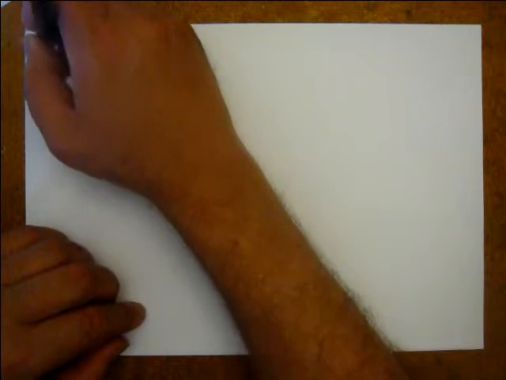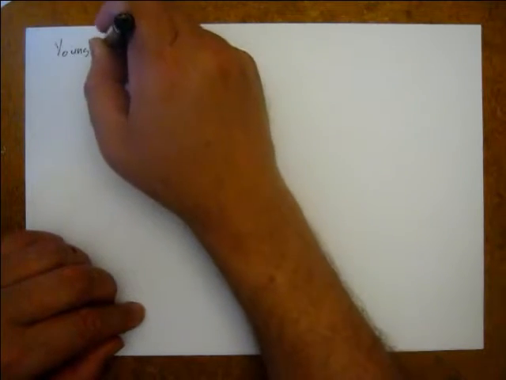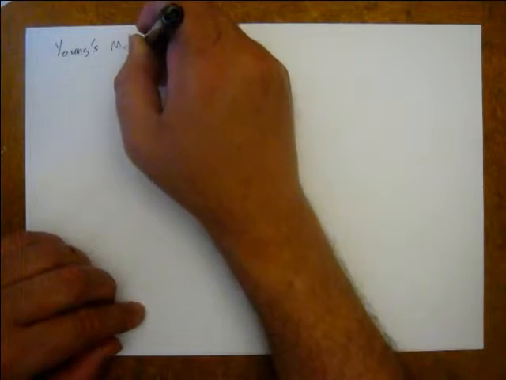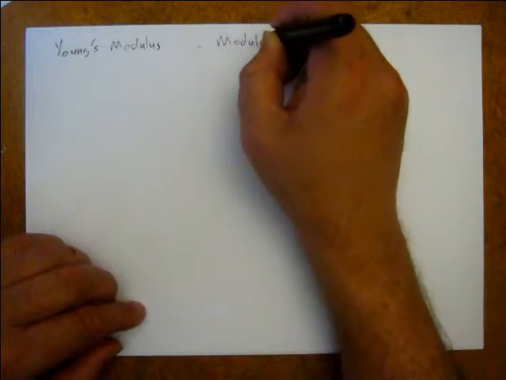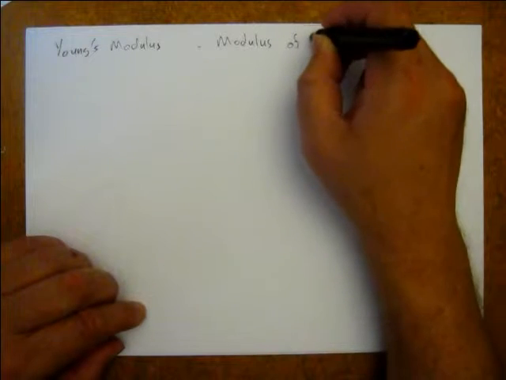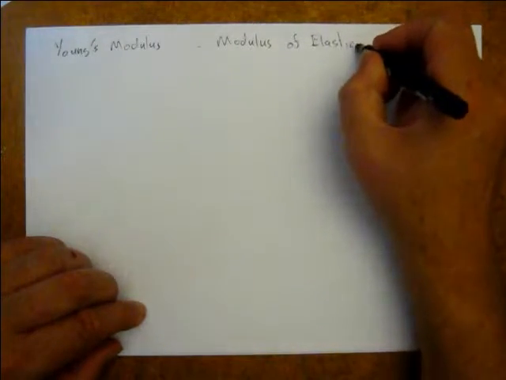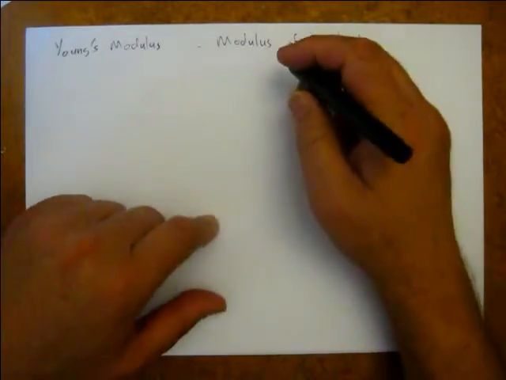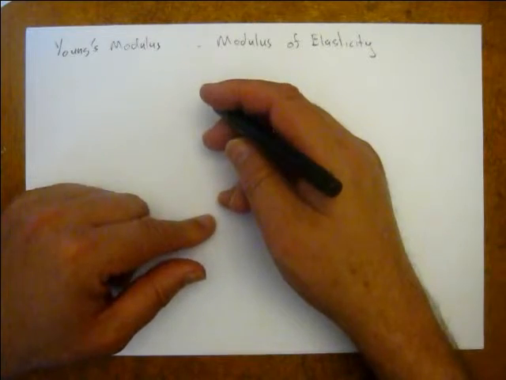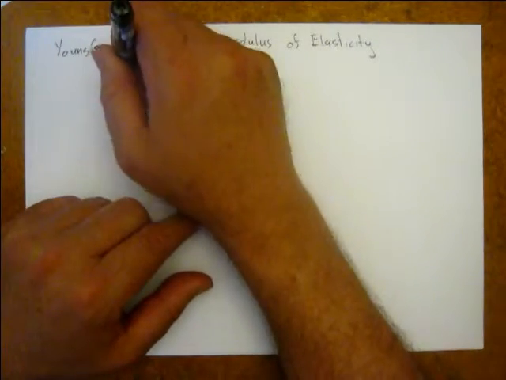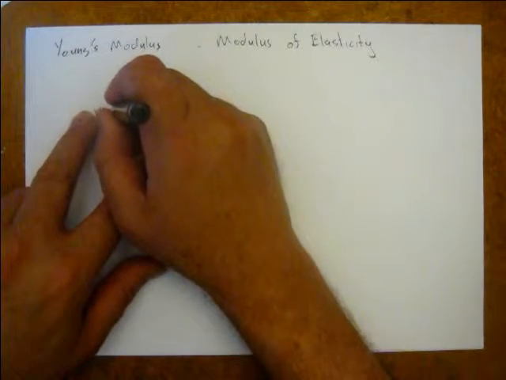Young's modulus. What is it? Well, Young's modulus is also called the modulus of elasticity. And basically it says if you apply a force to it, how much is it going to stretch? So how stretchy is the material? So Young's modulus is going to be E. Use the symbol here, Young's modulus.